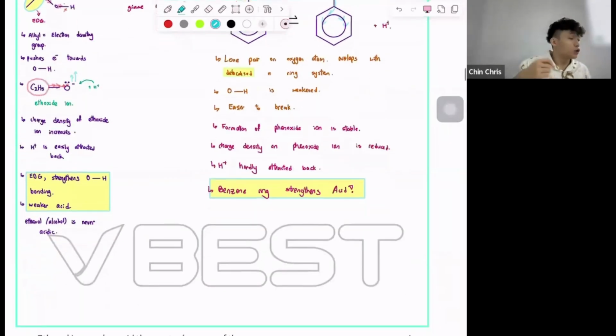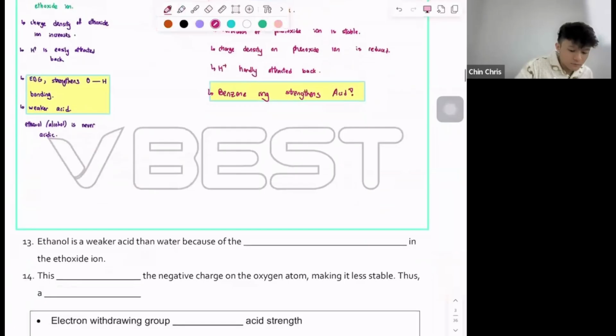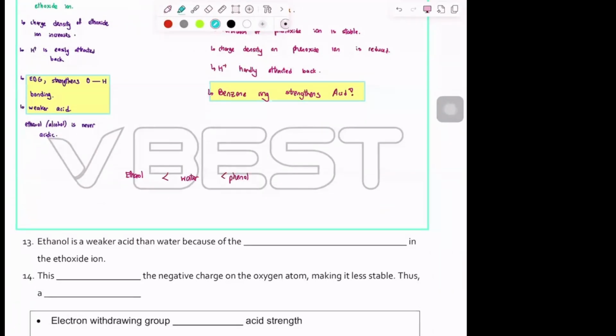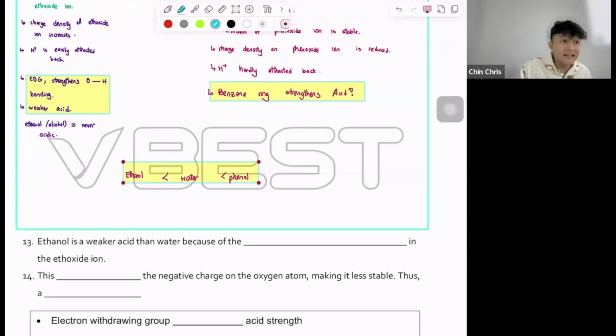Alright, so guys, to summarize, ethanol is the weakest acid. In fact, ethanol pH is greater than 7. And then water, and phenol. So this is my answer. In exam, you really have to arrange like that. They will give you different compounds, then you have to arrange and also explain the reason why. So phenol is the strongest acid.